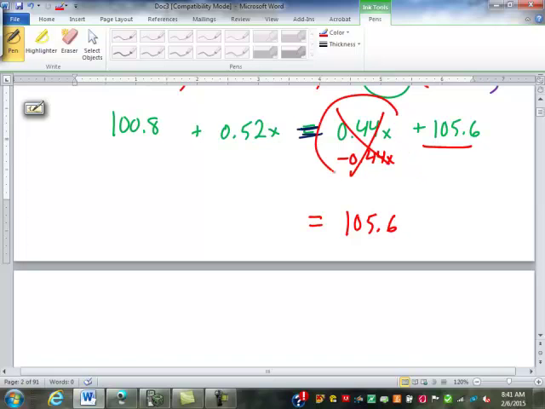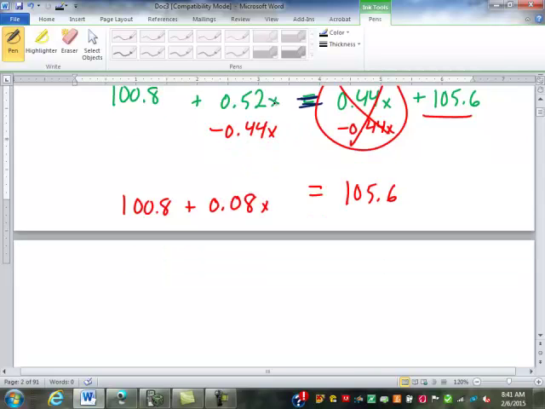But remember, if we remove something from one side, we have to remove the same thing from the other. So we have to take 0.44X from the other side of the equation as well. We can only take that away from other x's. So 0.52X minus 0.44X is 0.08X. So 100.8 plus 0.08X equals 105.6.